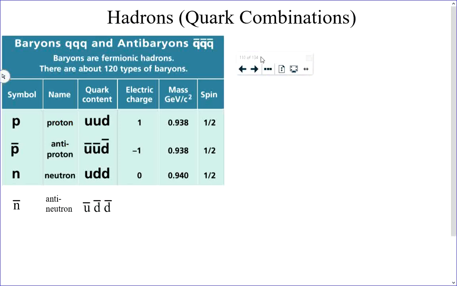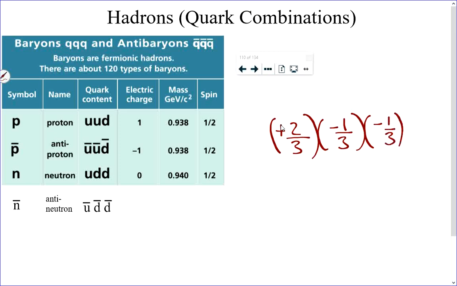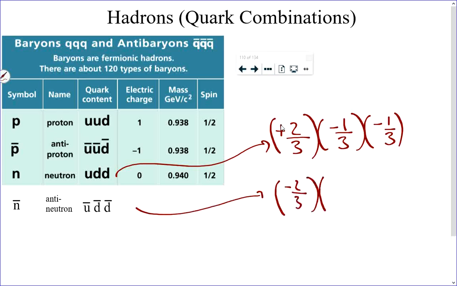There it is. There's the neutron. If you look, it says neutron up, down, down. That is, up is 2/3 elementary charge. Down is -1/3. Down is -1/3. That adds to give 0. On the anti-neutron, it would be -2/3, +1/3, +1/3, still adds to give 0. Don't have to worry about spin, by the way. Something else.